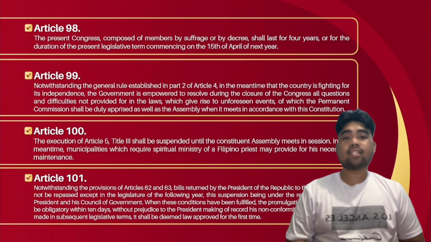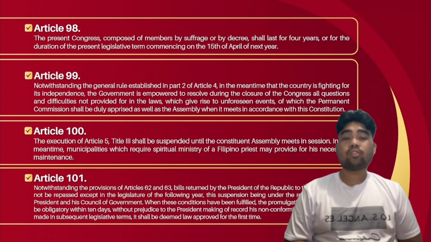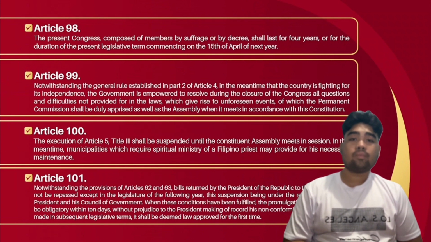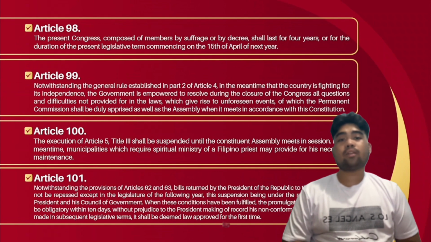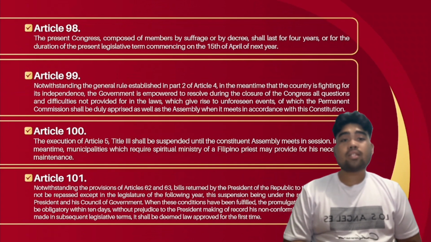Article 98 states that the present Congress shall last 4 years or for the duration of the present legislative term. Article 99 states that the government is empowered to resolve all questions and difficulties. Article 100 states that the execution of Article 5, Title 3 shall be suspended until the Constituent Assembly meets in session. Lastly, Article 101 states that a bill returned by the President of the Republic may not be repassed except in the legislation of the following year.